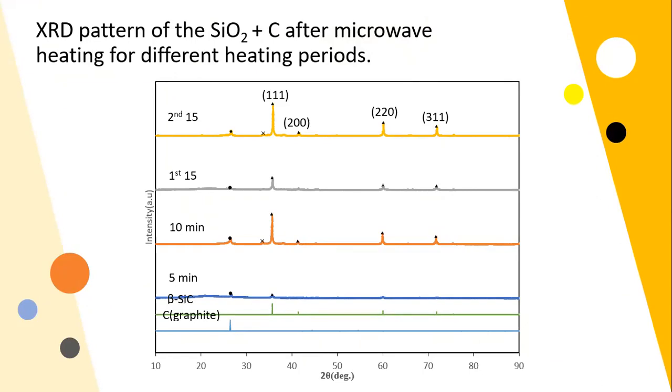We can see here the 10-minute pattern and the 15-minute pattern. There is no big difference. So we can say the reaction of silicon oxide and carbon to make silicon carbide is finished in 10-minute heating.